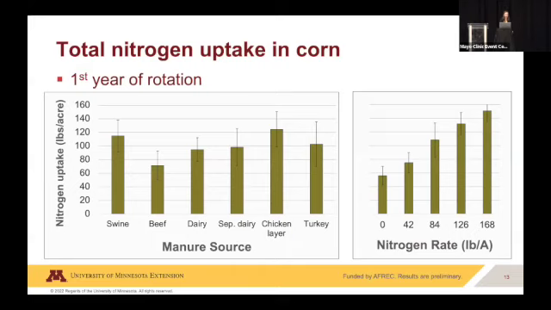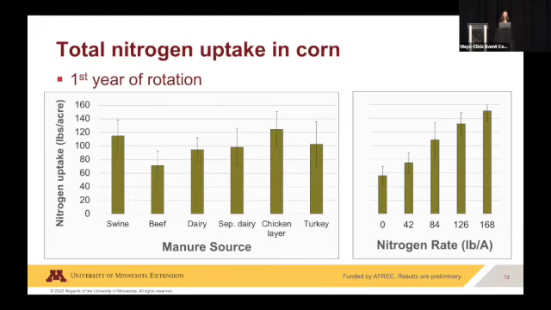So you can see the y-axis is from 0 to 160 pounds of nitrogen. Our setup is the same: swine, beef, dairy, separated dairy, chicken layer, and turkey litter, and it compared to our nitrogen rate curve. So what's cool about this is because we have a nitrogen rate curve, we can develop an equation that predicts how much nitrogen uptake there was compared to how much nitrogen we applied.